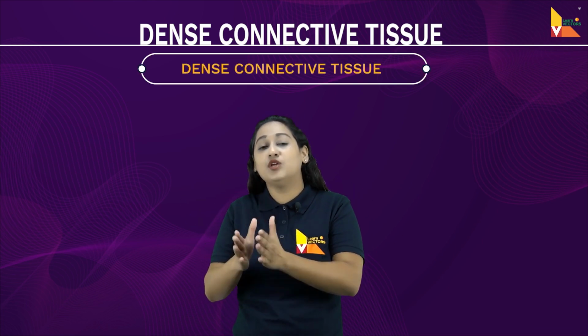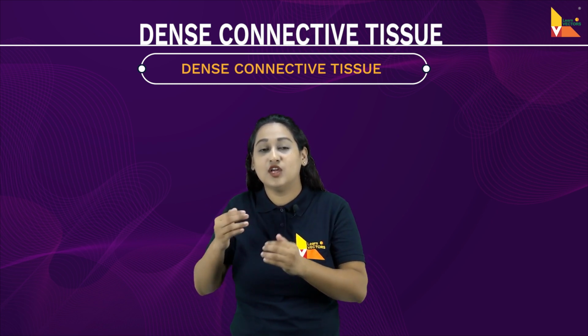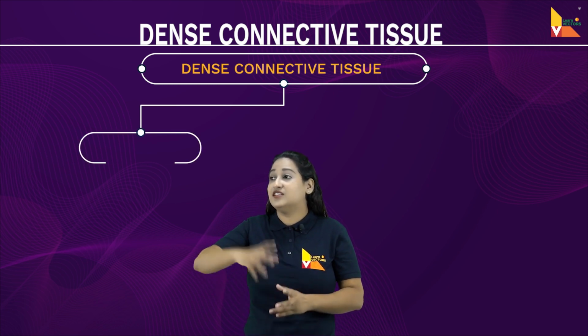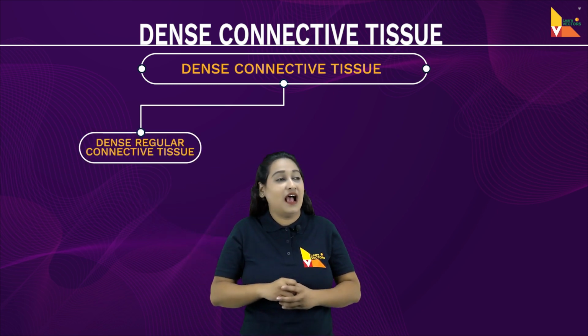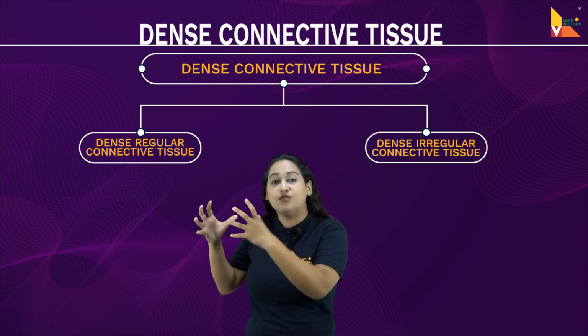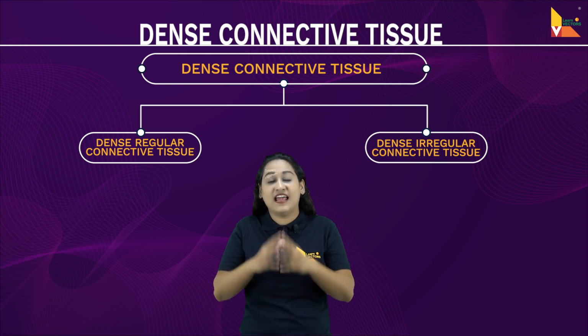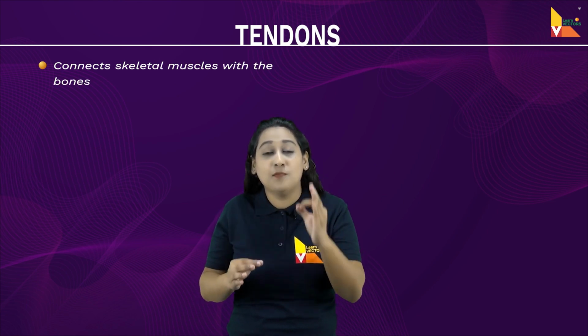Alright? Dense connective tissue is again divided into two parts: dense regular connective tissue and dense irregular connective tissue. In dense regular connective tissue, we are going to study tendons and ligaments. Firstly, what are tendons? Tendons are the ones which connect skeletal muscles with the bone.